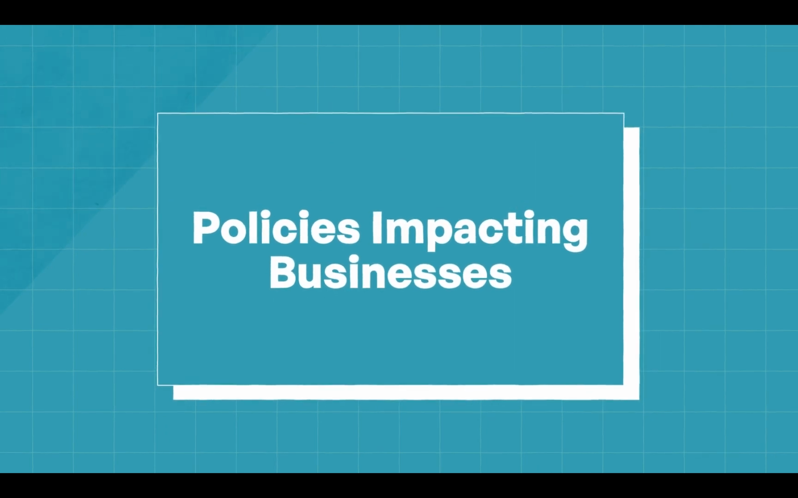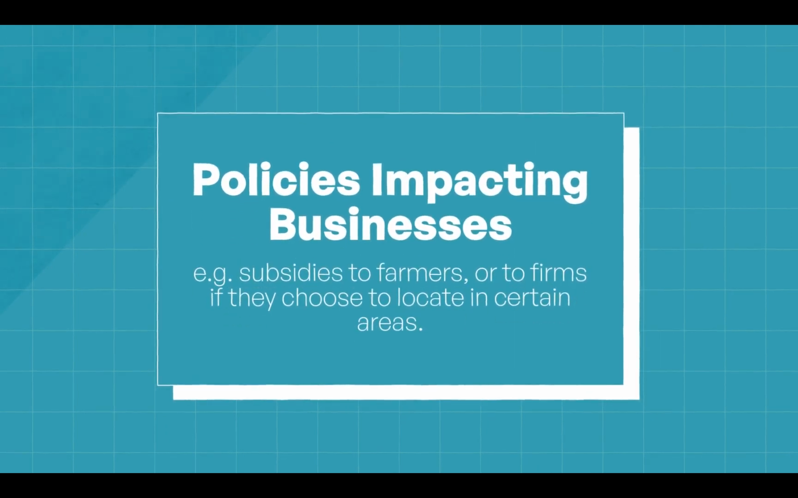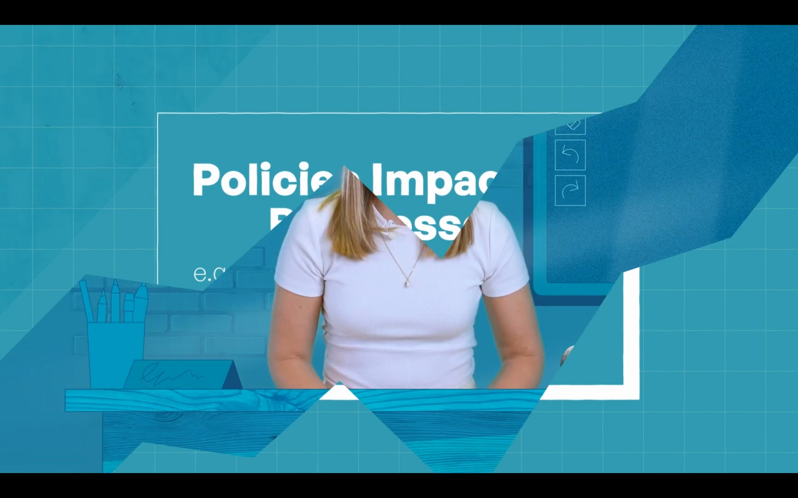Finally, they can introduce policies directly impacting businesses, such as subsidies to farmers or to firms if they choose to locate in certain areas. This is an area where we are likely to see more changes now that we've left the European Union, allowing the UK government to have control over certain policies.